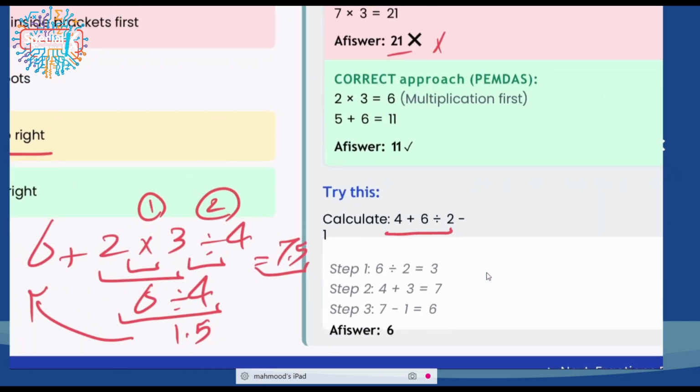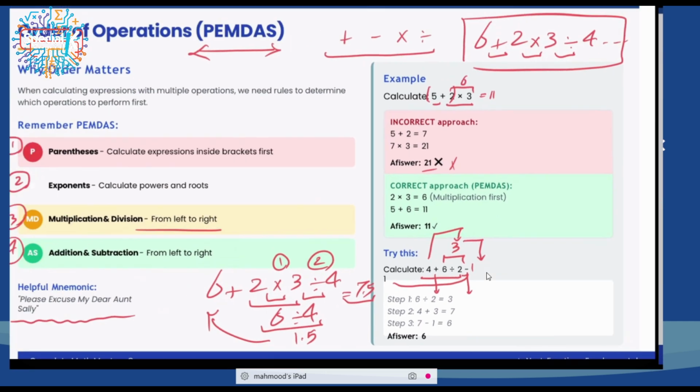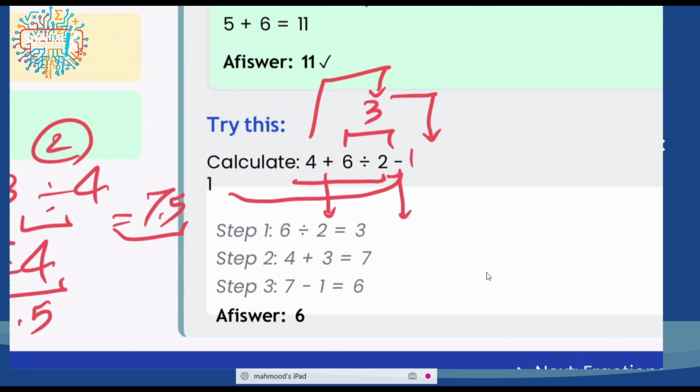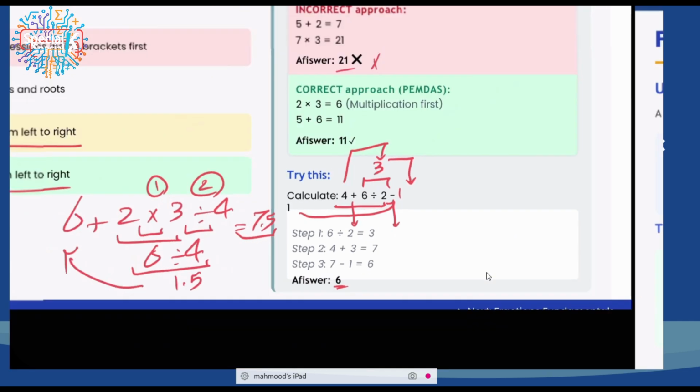So let's look at this one: 4 plus 6 divided by 2, subtracted by 1. How can I do that? Based on the order of operations, I know that 6 should be divided by 2, which is 3. Then 4 plus 3 subtracted by 1. Maybe some of you would ask why we didn't do the subtraction at the beginning and then the addition. Because adding and subtracting have the same priority, and we do them from left to right. So 4 plus 3 subtracted by 1 gives us 6.